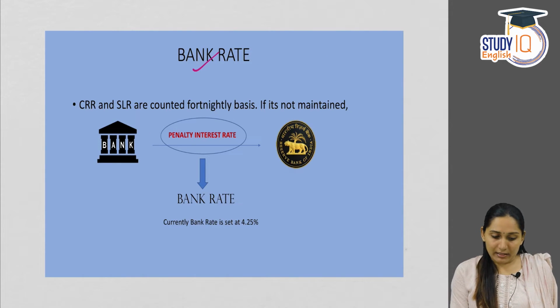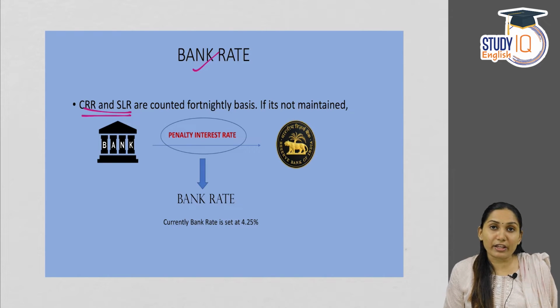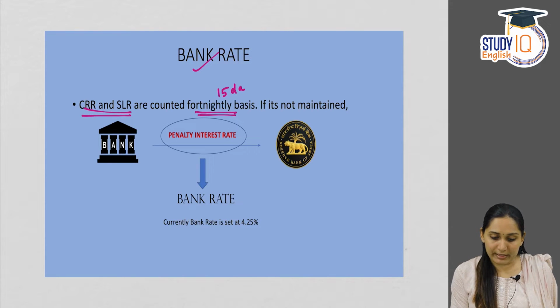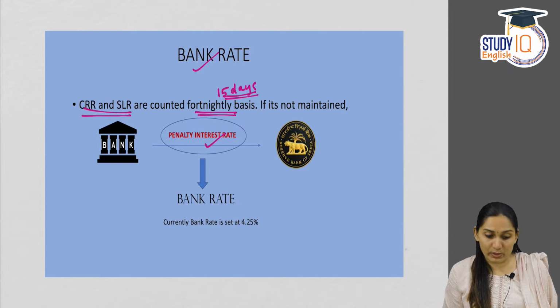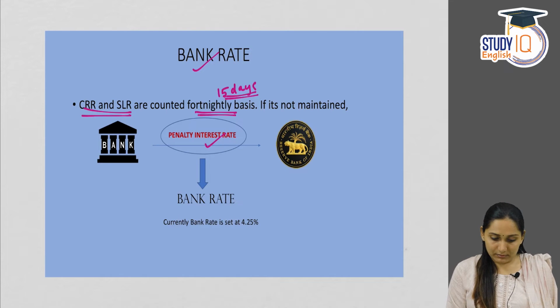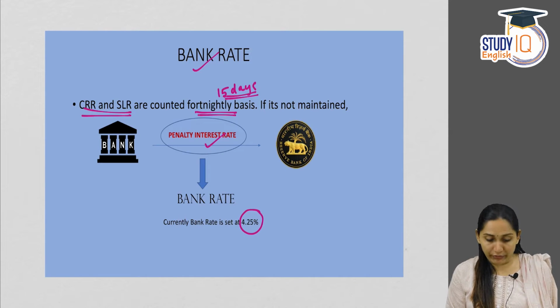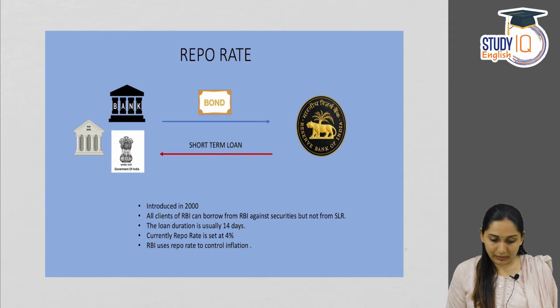Next is bank rate. Now the CRR and the SLR, cash reserve ratio and the statutory liquidity ratio, RBI counts this on a fortnightly basis, that is in every 15 days. Now, if any bank does not keep or maintain the CRR or SLR, they will be charged a penalty by the RBI. So this penalty comes in the form of an interest rate, which is called as the bank rate. Currently it is 4.25%. So this is a penalty interest rate charged by the RBI.